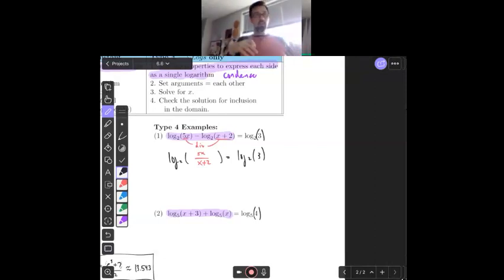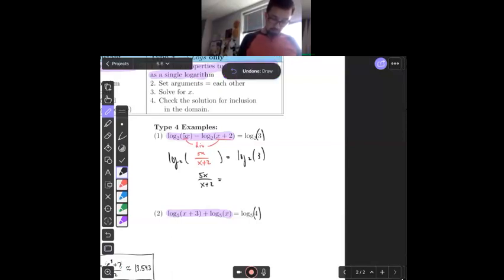Now that they're both log base 2, just like before with if they're both 2 to the whatever, we get to ignore the log base 2. Again, there's math behind making the log actually go away, which is going exponential. But we can just think about it a different way. We ignore the log base 2s and focus on what's inside the parentheses, and say that 5x divided by x plus 2 must equal 3.